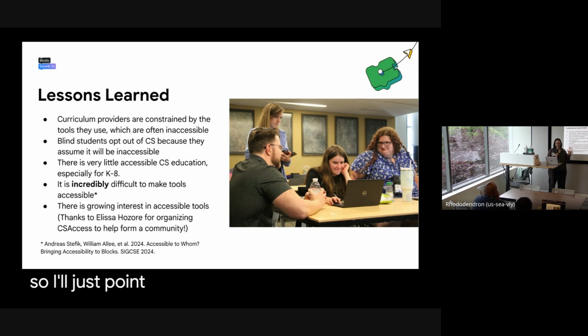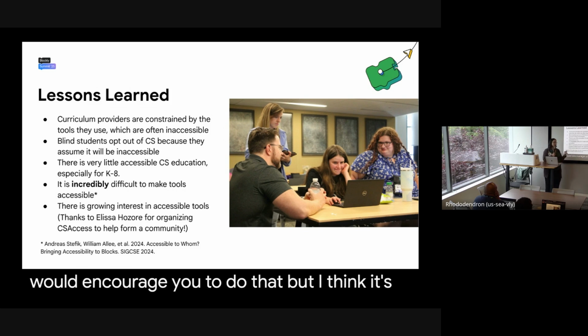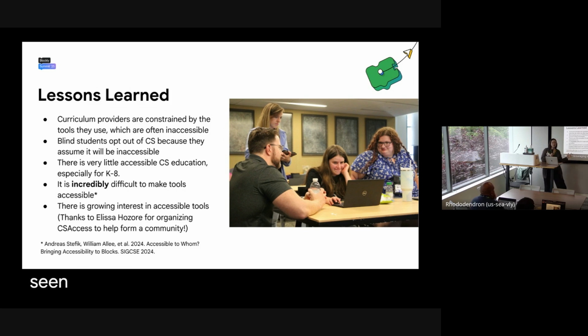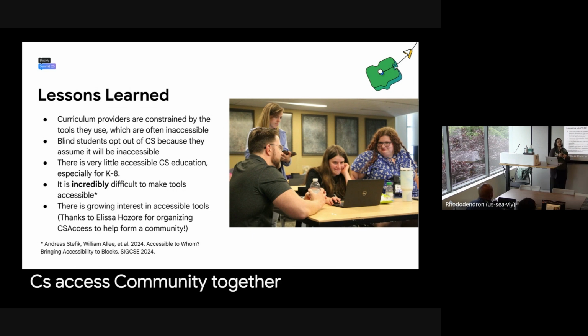I'll just point to a paper Stefik and colleagues had at SIGCSE 2024 about bringing accessibility to blocks. If you haven't read that and you're thinking about block-based accessibility, I would encourage you to do that. But I think what's really encouraging is in the last few years, we've seen increased interest in accessible tools. Elise has done such great work bringing the CS Access community together. And there is more community in this space, and that's really important.